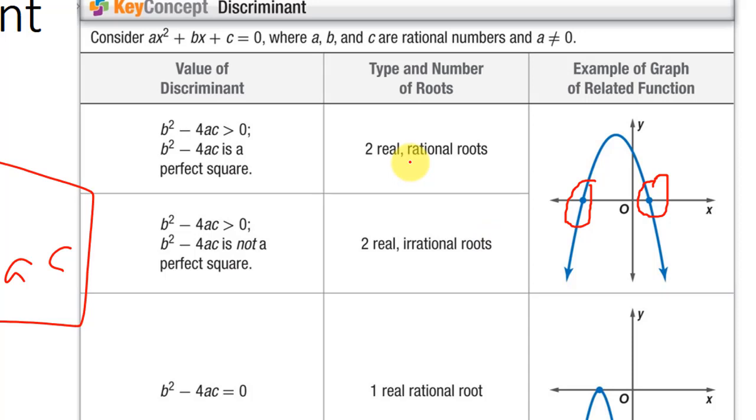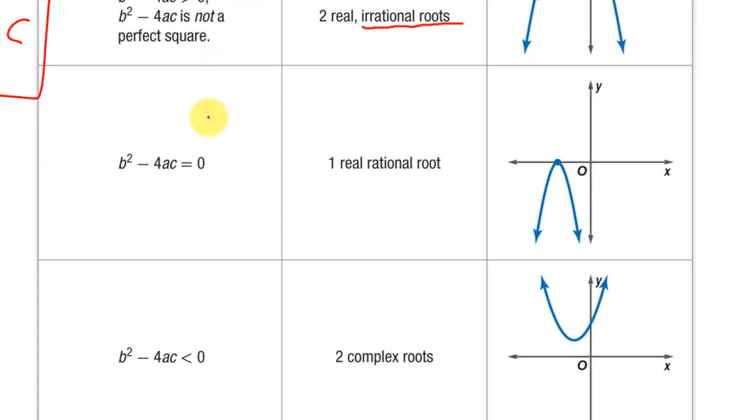If b squared minus 4ac is a perfect square, the roots are also rational. In other words, we're going to hit at a rational number, a number that can be written as a ratio. If it's not a perfect square, which happens most of the time, it winds up being an irrational number. Nevertheless, both of these cases are real. There is a somewhat rare case where b squared minus 4ac is equal to 0. In that case, we have one real rational root because we've intercepted the x-axis in one place.